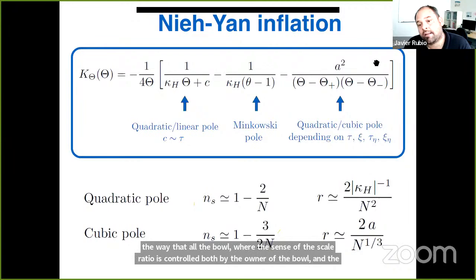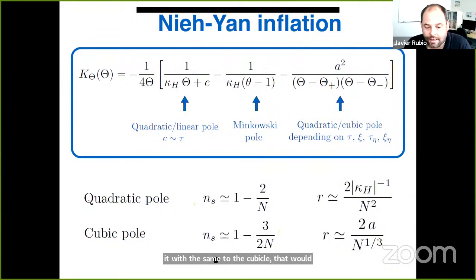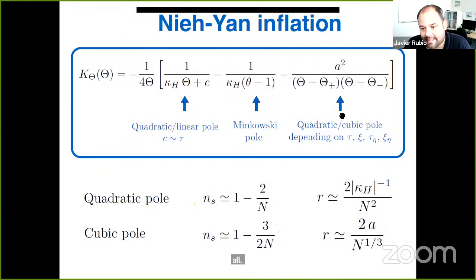If we apply the same to the cubic pole, then we expect to find regions in which the spectral tilt approaches this value, where again the coefficient is dictated by the order of the pole, that is, in this case it's a cubic pole, and the tensor to scalar ratio is controlled by the residue, in this case controlled by this quantity A, that essentially depends on the difference between theta and the other parameter.